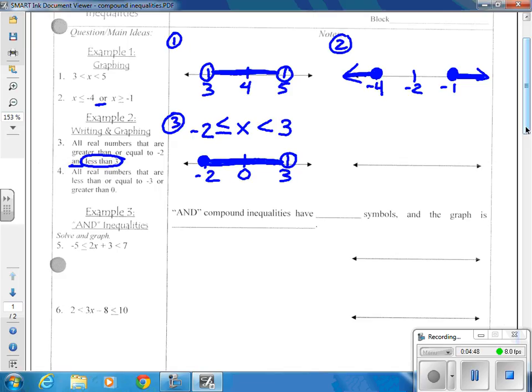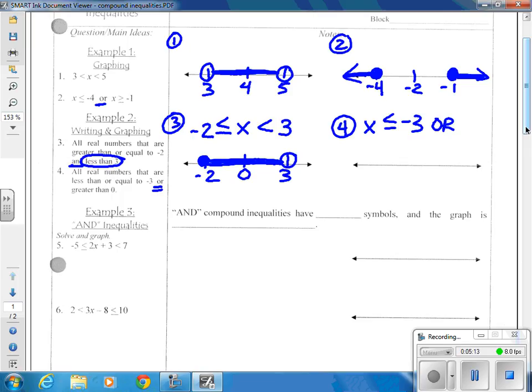When you get to number 4, though, this one's going to be even easier to write. The or problems are easier to write than the and problems, right? And the reason behind that is because it's two separate inequalities, but it has the word or written in it, right? So you read it in two separate chunks. All real numbers that are less than or equal to -3. You write that as x is less than or equal to -3. That's that first piece. Then you physically have to write the word or.